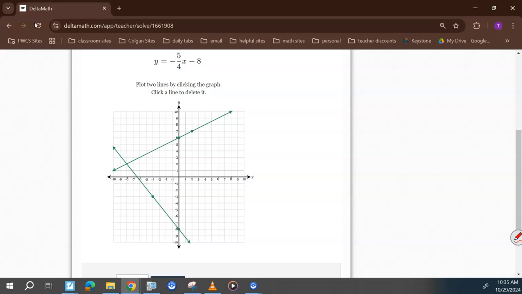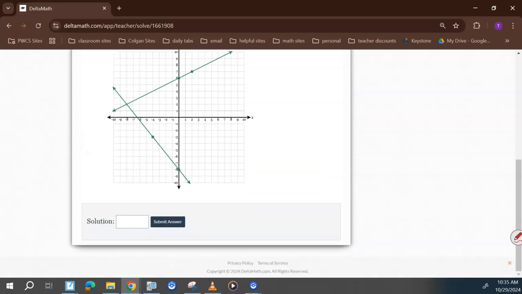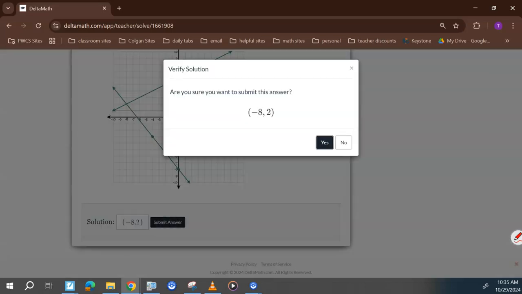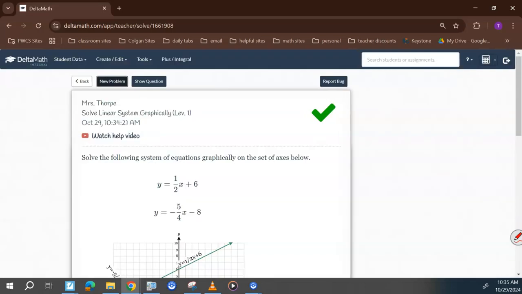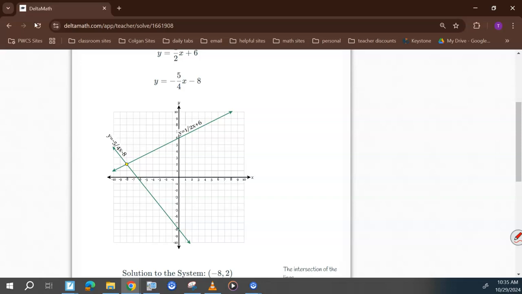Then I can see where those two lines cross, which would be at negative 8, 2, and I would write that solution over here because I can't do that on there. Remember, if you have two lines that don't ever cross, they're parallel, that's no solution. And if you have two lines that overlap each other, those are infinitely many solutions.